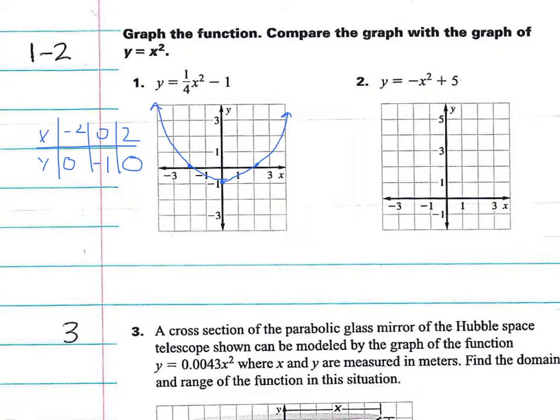Now you're going to compare it with the graph of y equals x squared. You don't have to graph y equals x squared on here, although you can if it helps you. But what you need to know is that because of the fraction in front of the x squared, we call that a vertical shrink. It would be a vertical stretch if the number in front of the x squared was greater than 1. And we call it a downward translation because it's below the x-axis, where the vertex is.